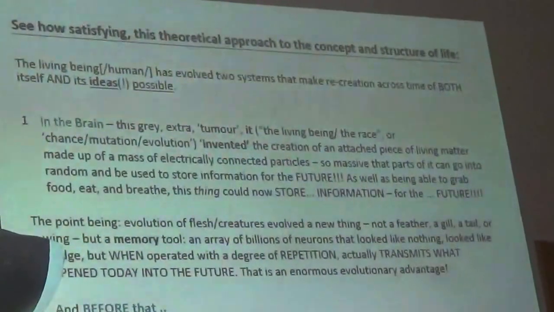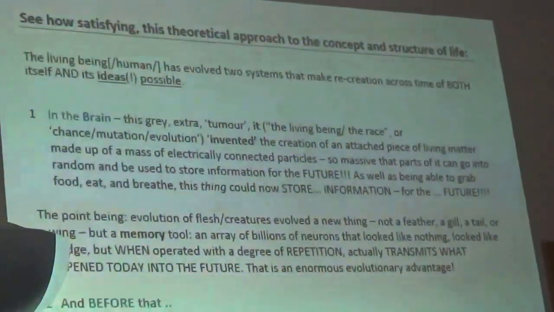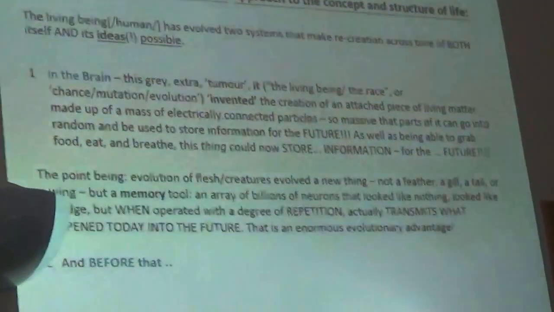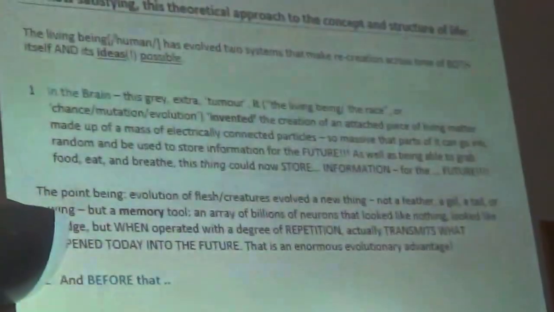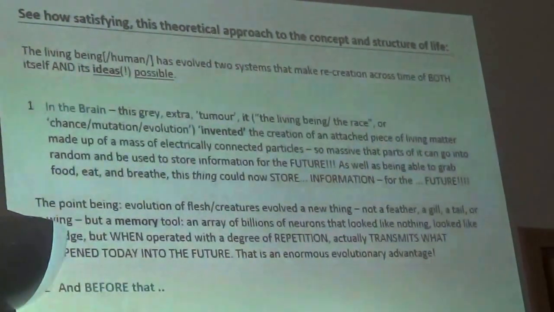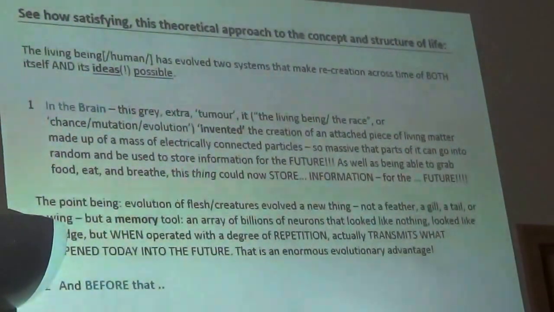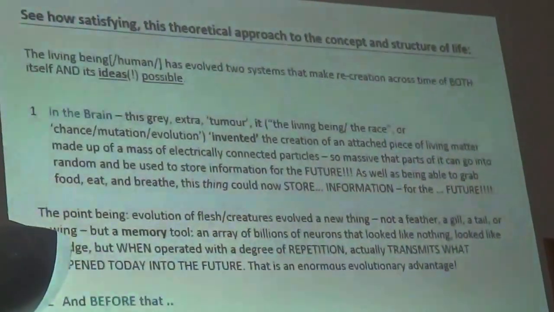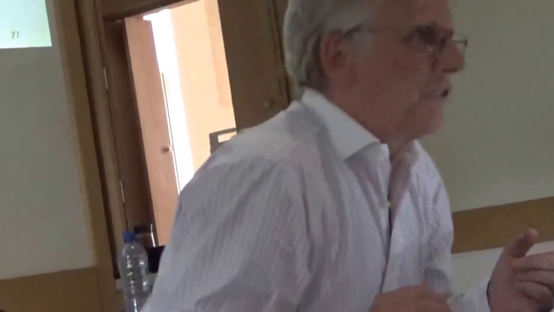In the brain, we have this tumor, the living being race, the transmutation of evolution, where it was invented, this attached piece of living matter made up of a mass of electrically connected particles, so massive that parts of it can go into random and be used to store information from the future. It's an incredible diversion from what was going on with those single-cell organisms. The maximum they could do was eat somebody else's protein and reproduce. Suddenly they've got this tumor on them which has this fantastic electrical capacity. And I'm positing that what that electrical capacity is, is the capacity to transmit its own perception into the future. An amazing piece of technology, which we've all got here.